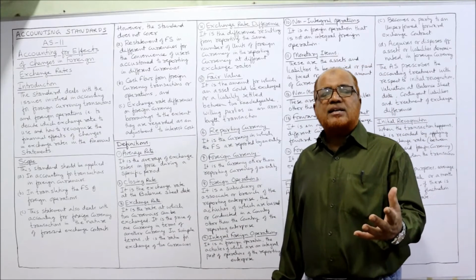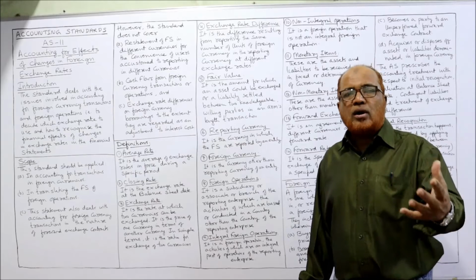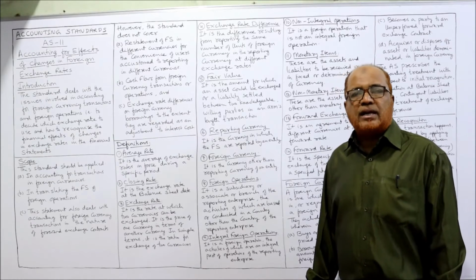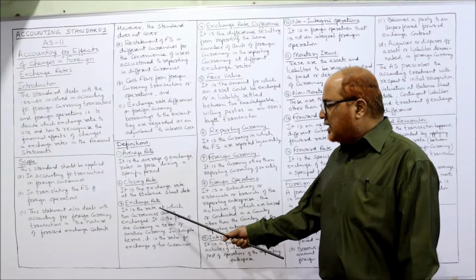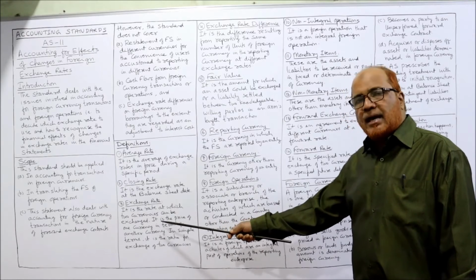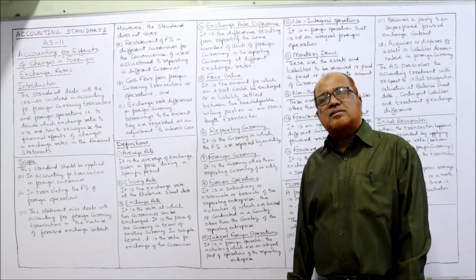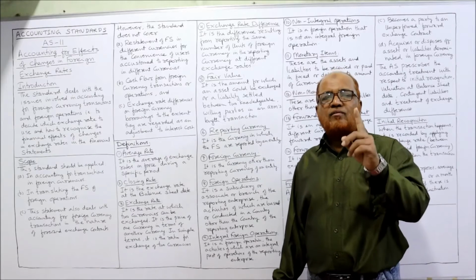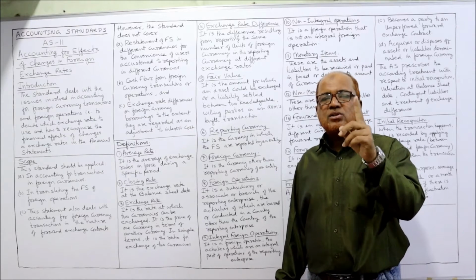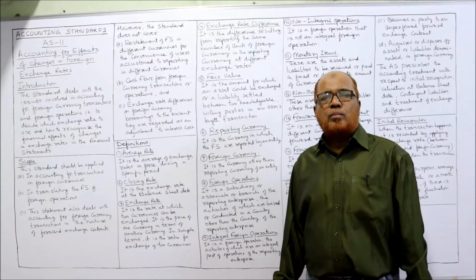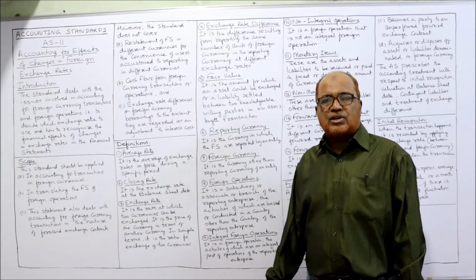So we need the exchange rate to record the transactions in the reporting entity. So it is the rate at which two currencies can be exchanged. It is the price of one currency in terms of another currency. For example, the price of $1 is 81 rupees. That is the exchange rate.